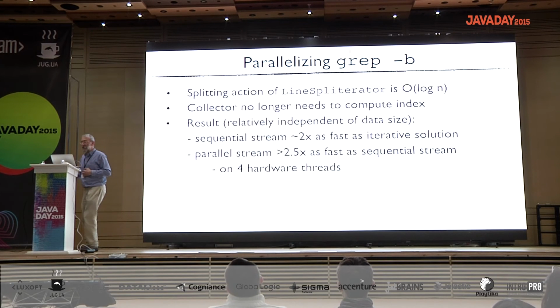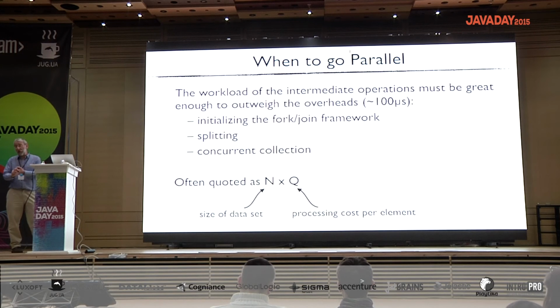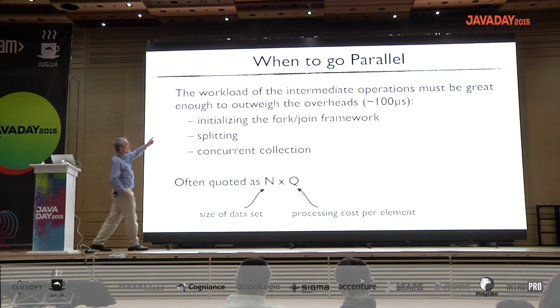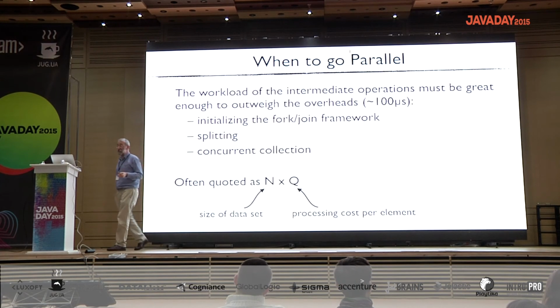I had to do quite a lot of thinking to get this to work, and you may be in that situation. The question about when to go parallel, when you can really take advantage of the ability to parallelize your work, is quite a complicated one. The workload of the intermediate operations has to be great enough to outweigh the overheads of splitting, which is about 100 microseconds. I made it a bit less than that, but that's what the Oracle team say. That overhead goes into initializing the fork join framework. Besides initializing the fork join framework and the splitting, the concurrent collection at the end is liable to be very expensive as well. So the collection actually has a significant overhead too.